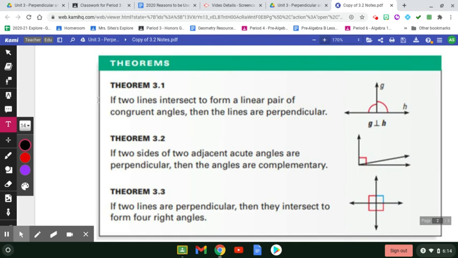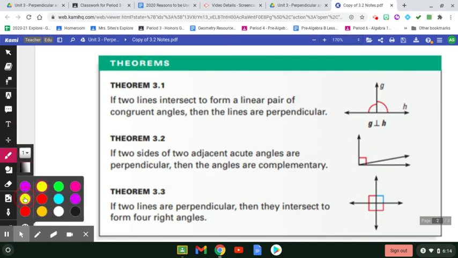The other thing I wanted to touch briefly upon with you guys are some new theorems. So here's what these new theorems are. And remember, theorems are things that have been proven true, and the wording's very important on them. If two lines intersect to form a linear pair of congruent angles, then the lines are perpendicular. So we have to have given to us that we have two lines intersecting to form a linear pair. We have to have a linear pair and they have to be congruent.